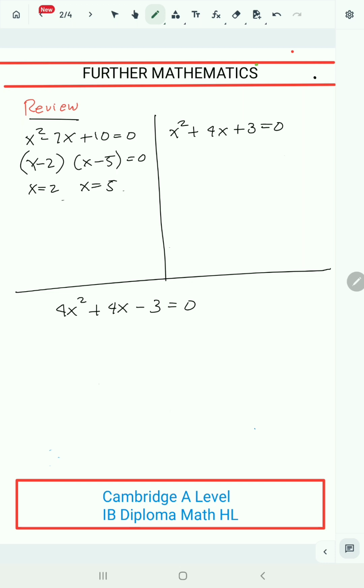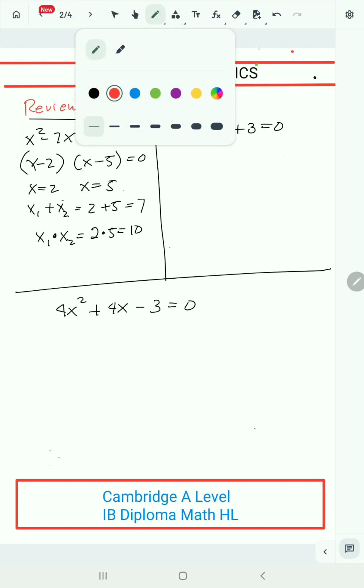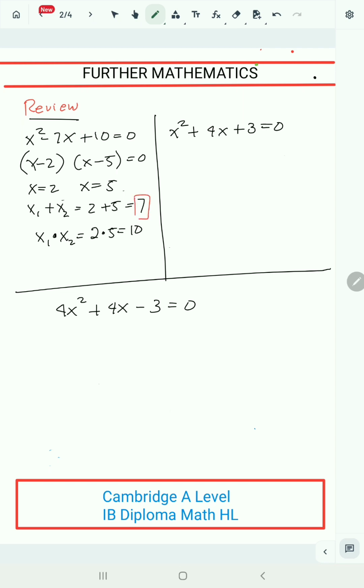Now, I would like you to look at this one. If you take the sum x1 plus x2, what do you have? That is 2 plus 5, which is equal to 7. If you take the product of the two, 2 times 5 is equal to 10. Please take a look: this 7 here is actually this part, and this 10 is that part.